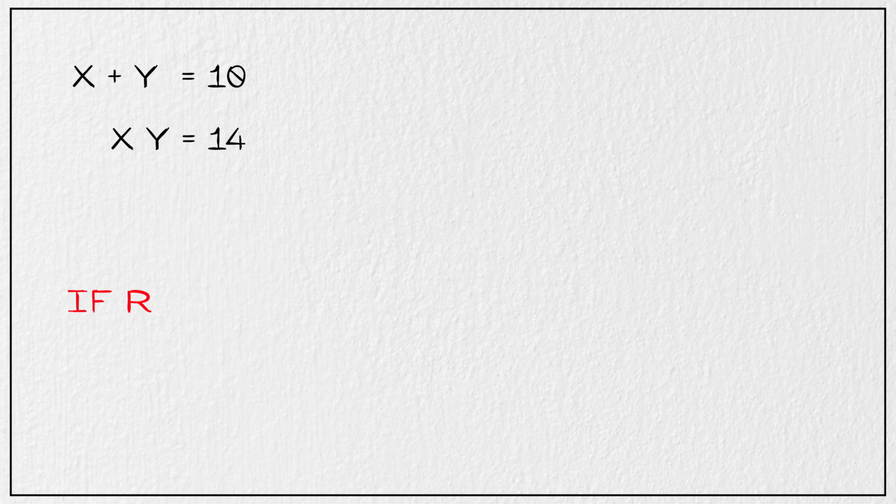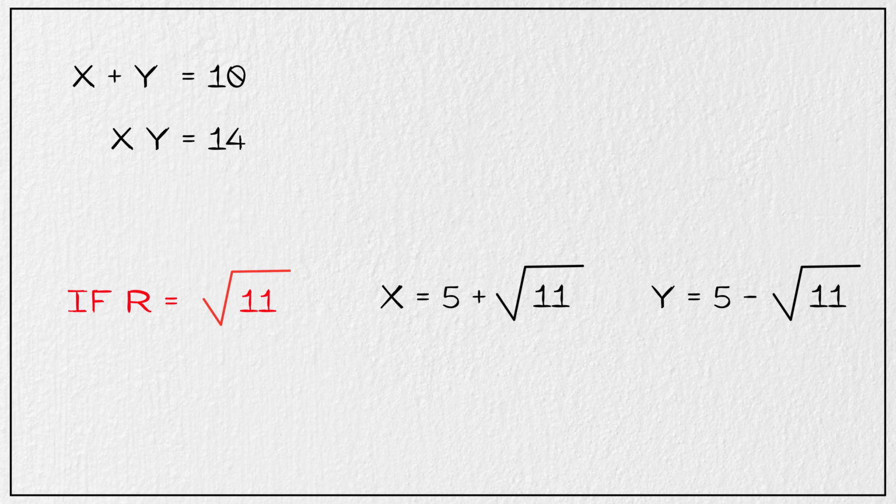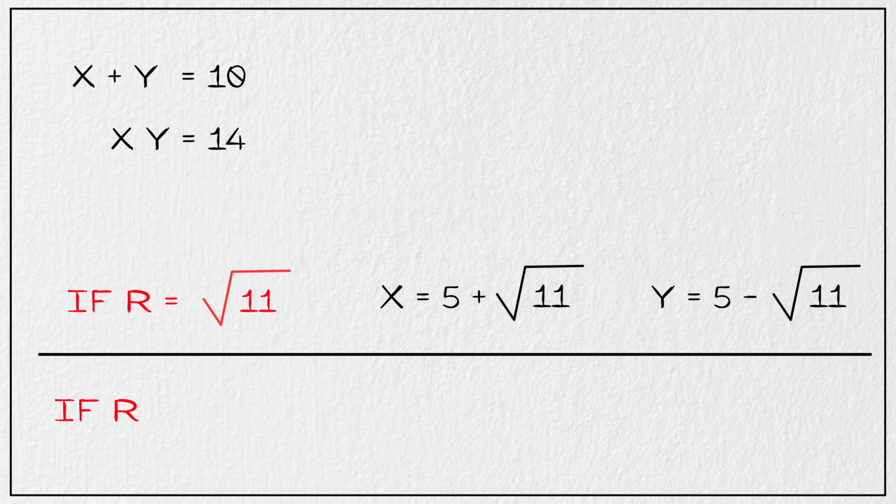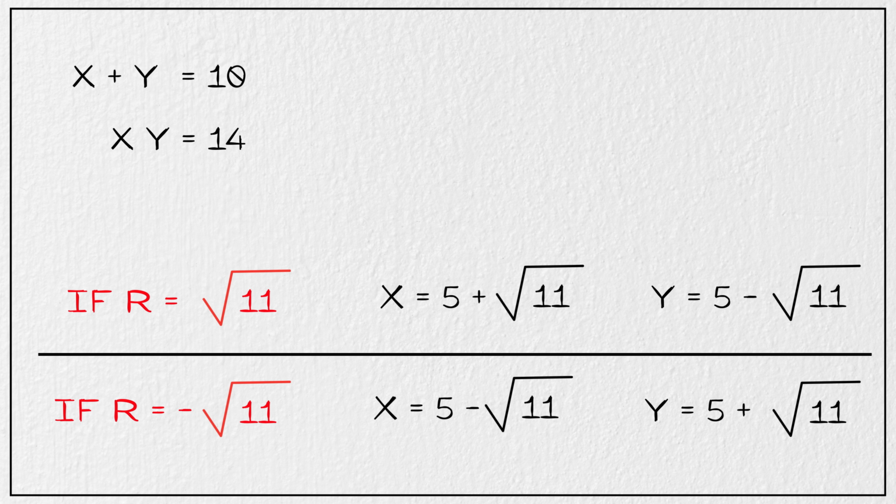Now if r is positive root 11, then x equals 5 plus root 11 and y equals 5 minus root 11. Similarly, if r equals negative root 11, then x equals 5 minus root 11 and y equals 5 plus root 11. And that's it. Nice, clean, and super quick, right?